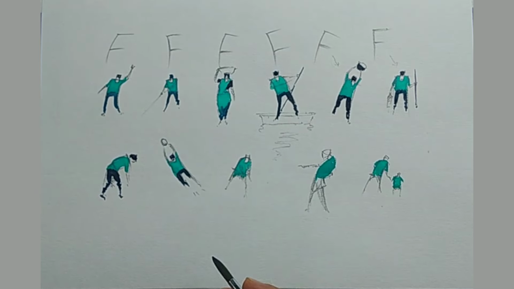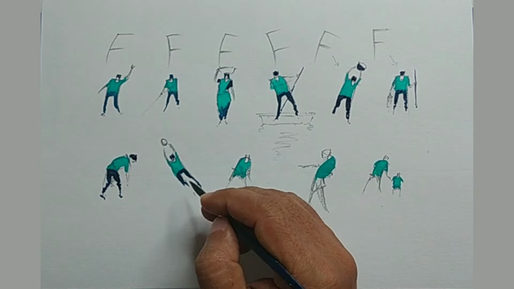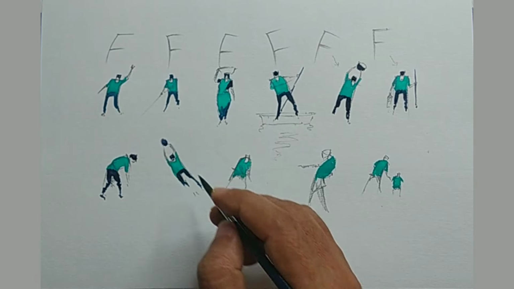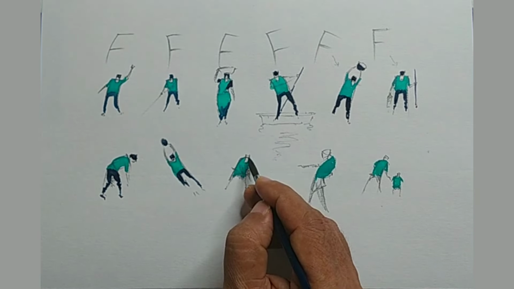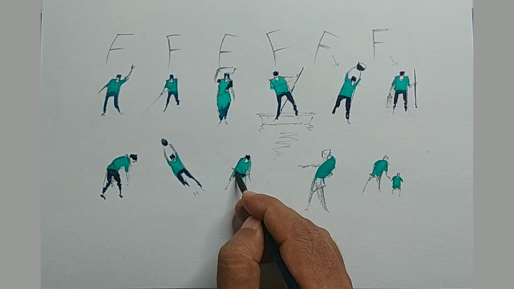He cannot hold balance in this pose, but it is just an in between kind of pose. He's jumping, probably to catch the ball.